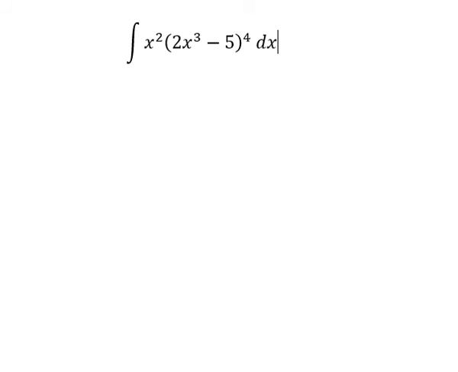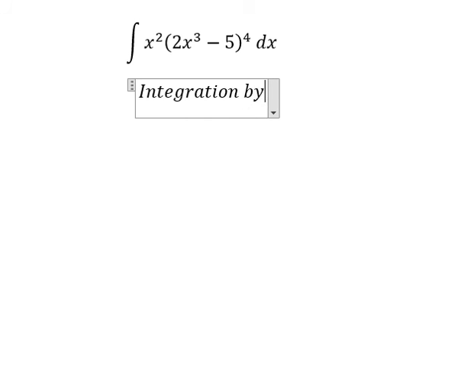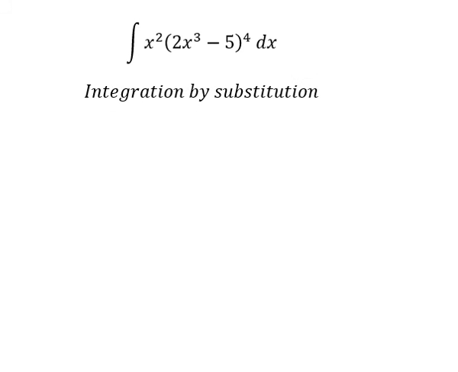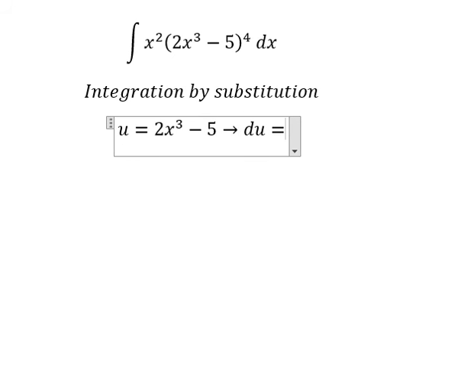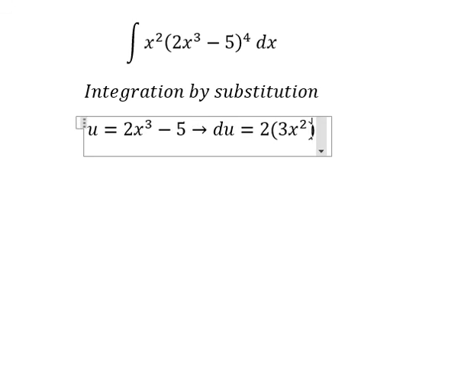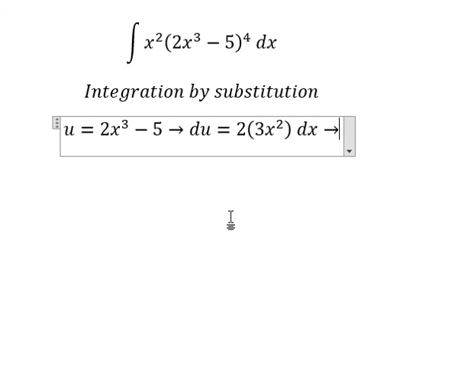Next, we need to use integration by substitution. So I will put u equal to 2x to the power of 3 minus 5. Later, we take the first derivative of both sides, and we have 3x squared dx.